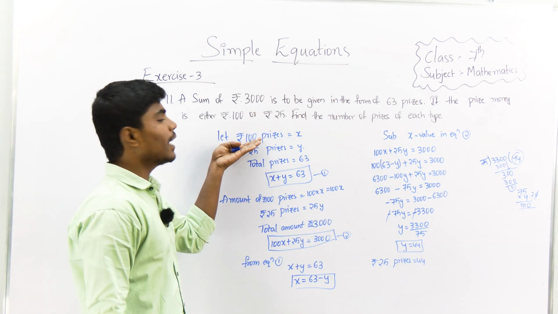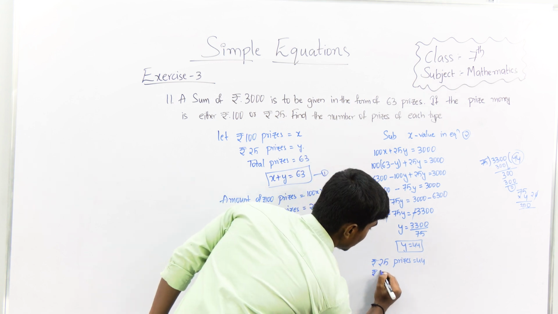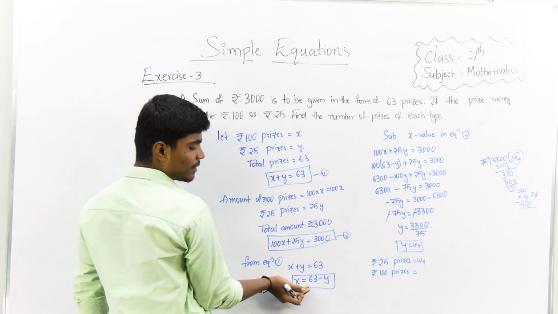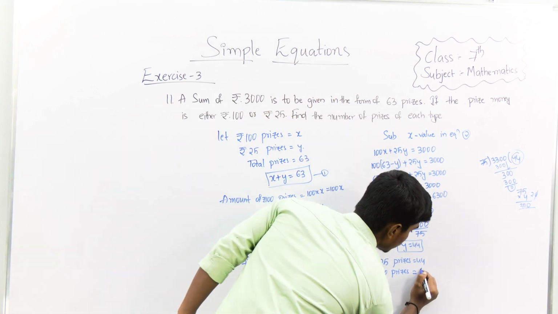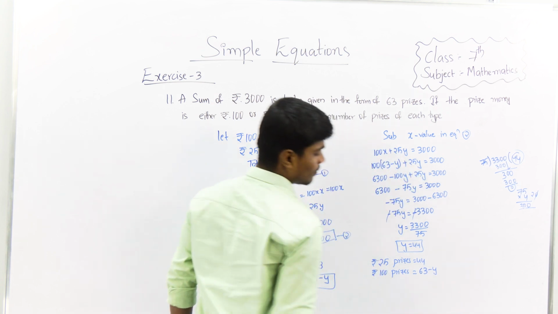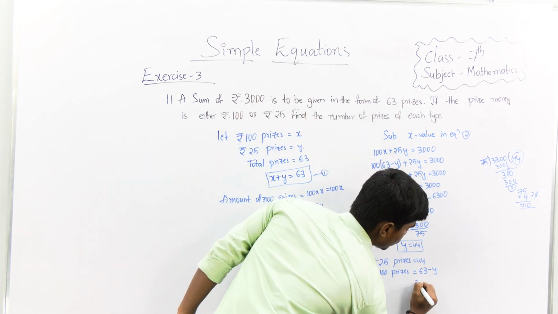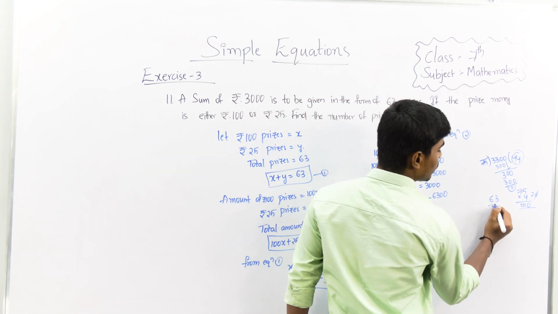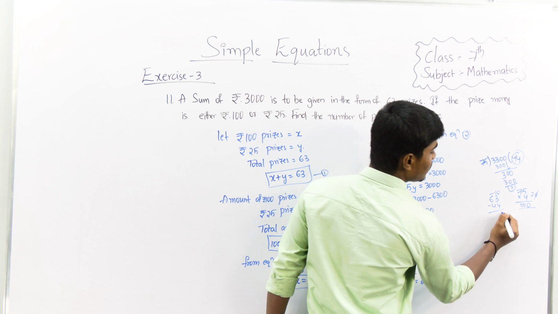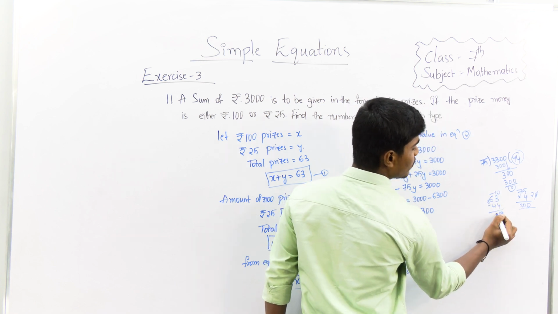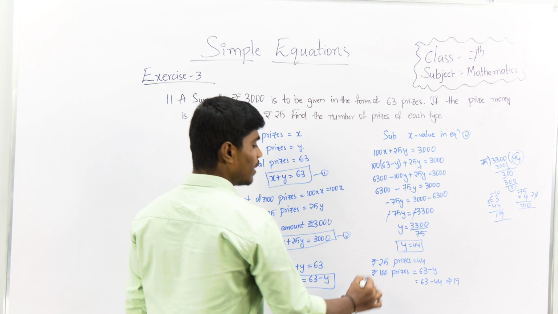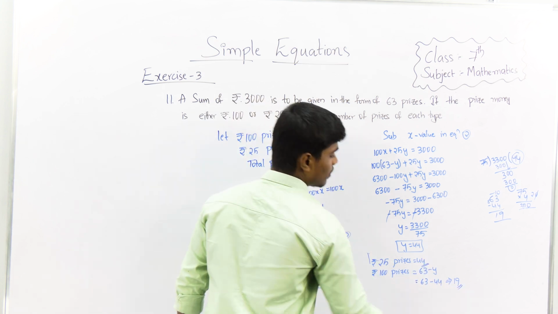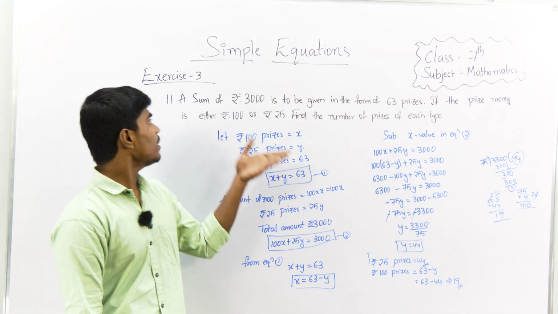Now we should write the 100 rupees prizes. So the 100 rupees prizes is equal to x. What is x? x is 63 minus y. Here y is 44. So 63 minus 44. See, 13 minus 4 is 9, 5 minus 4 is 1. It is 19. Okay, here 25 rupees prizes is 44 and 100 rupees prizes is 19. This is the solution for the 11th problem.